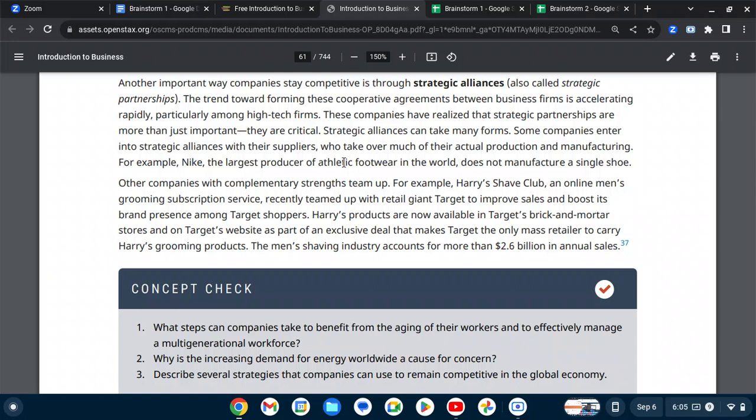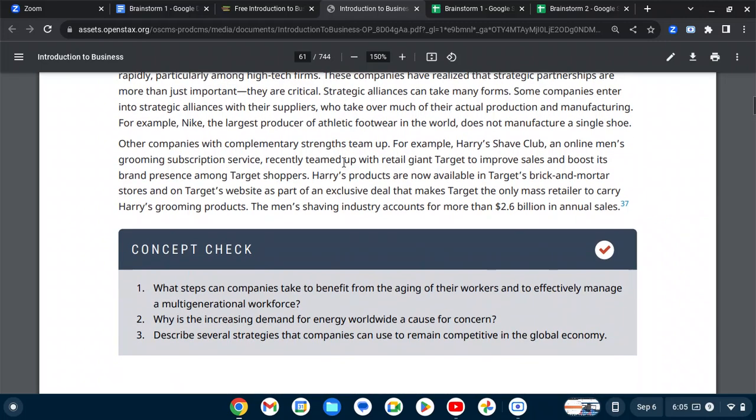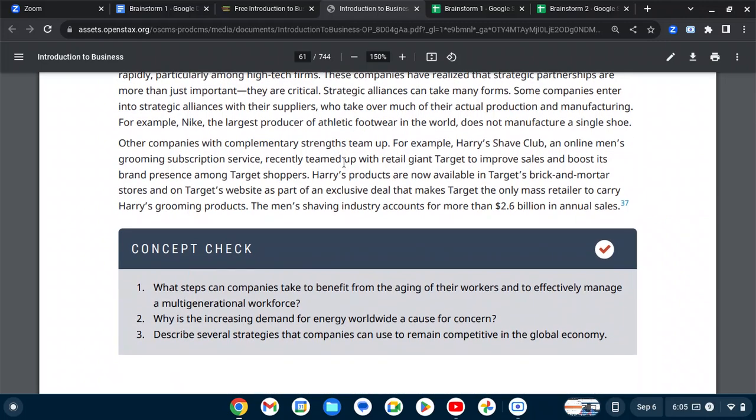Other companies with complementary strengths team up. For example, Harry's Shave Club, an online men's grooming subscription service, recently teamed up with retail giant Target to improve sales and boost its brand presence among Target shoppers. Harry's products are now available at Target's brick-and-mortar stores, and on Target's website as part of an exclusive deal that makes Target the only mass retailer to carry Harry's grooming products. The men's shaving industry accounts for more than $2.6 billion in annual sales.